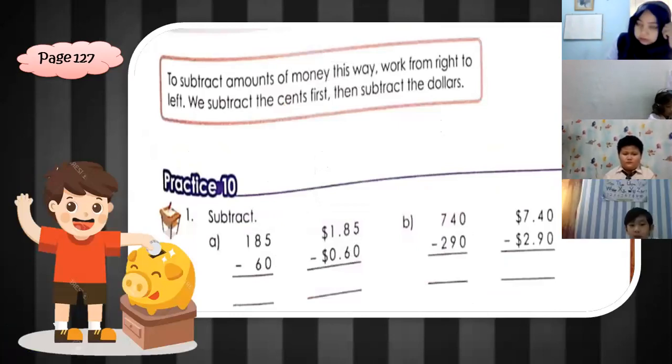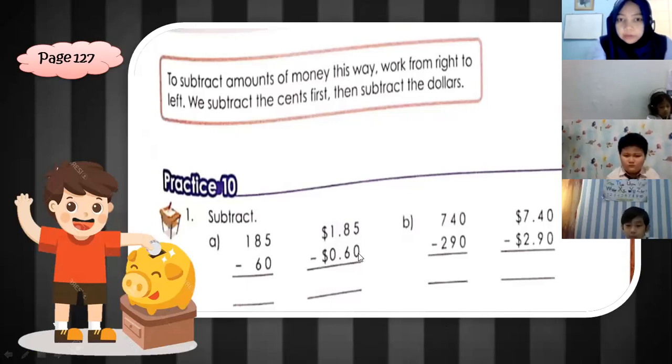1A and then B. Maybe I will ask Rofa. 1A, there are two answers here. Can you explain the first one? 5 minus 0 is 5. And then? 8 minus 6 is 2. And then? 1 minus 0 is 1. So the answer is?